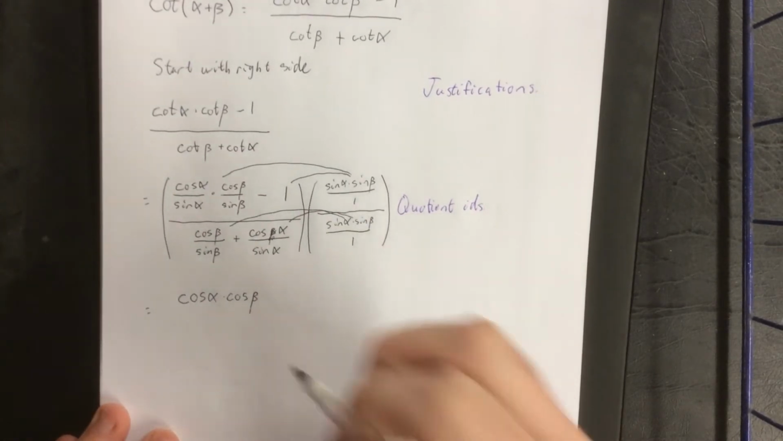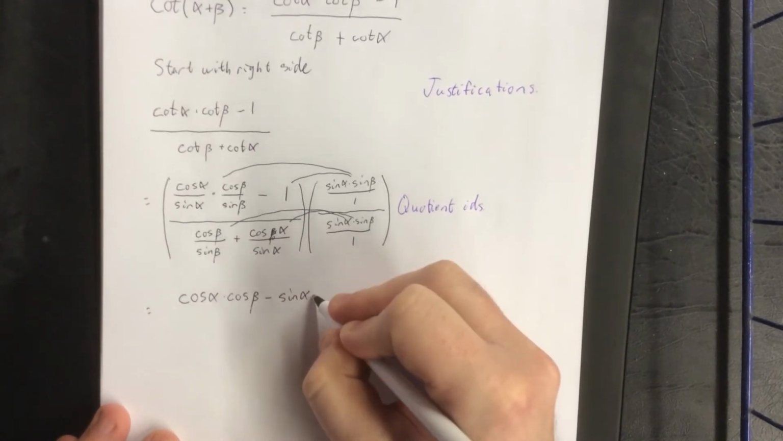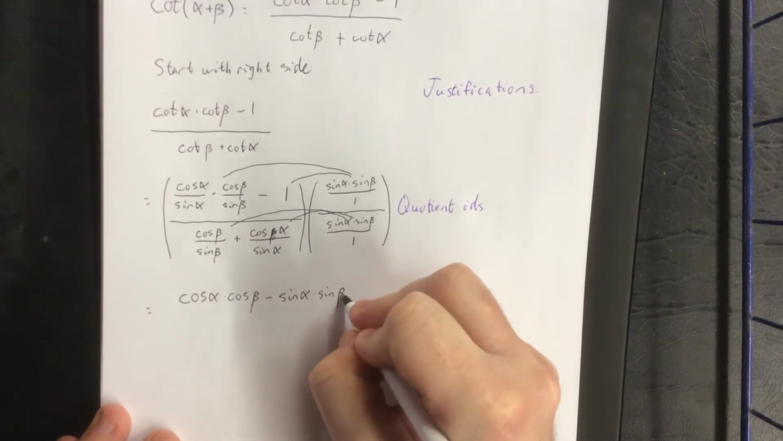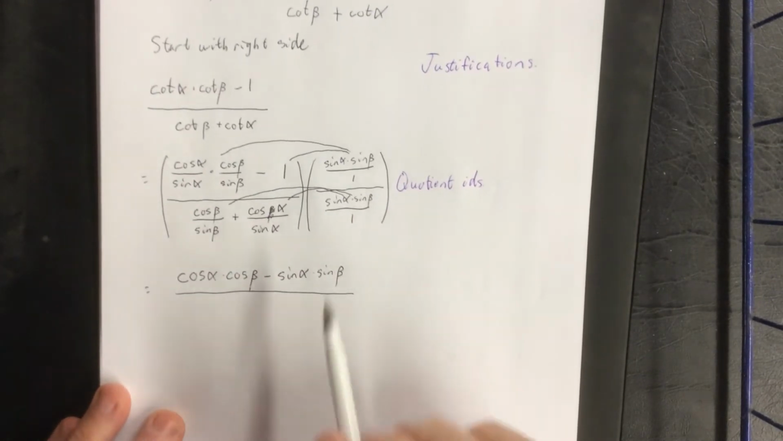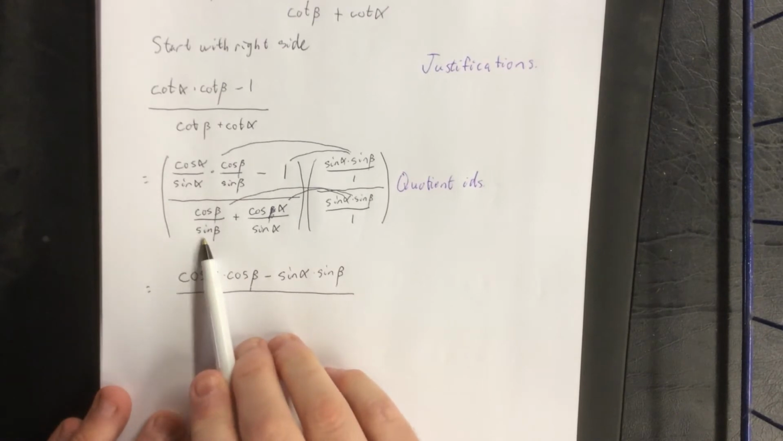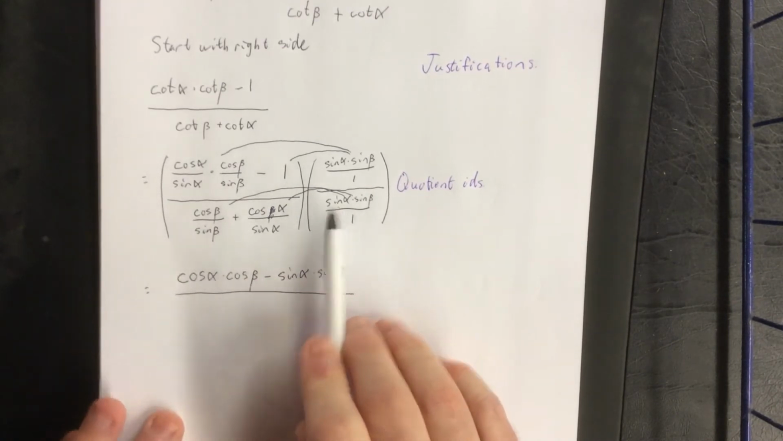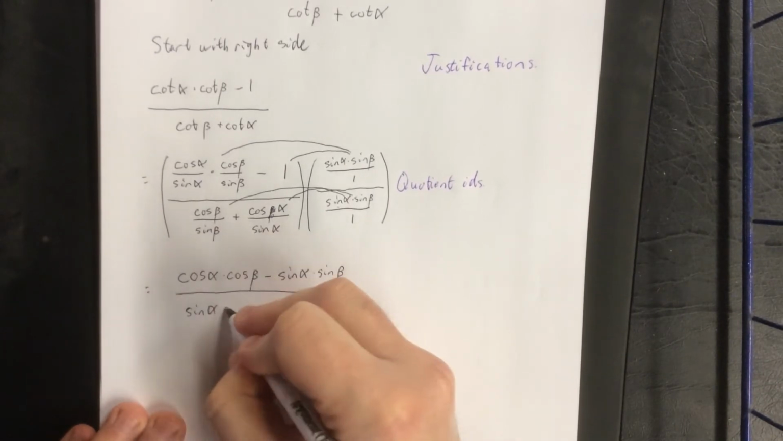When we distribute it to the minus 1, nothing will cancel, and it'll simply remain as sine of alpha times sine of beta. In the denominator, when I distribute sine of alpha, sine of beta to the first fraction, the sine of betas will cancel each other out, leaving me with that sine of alpha and that cosine of beta.